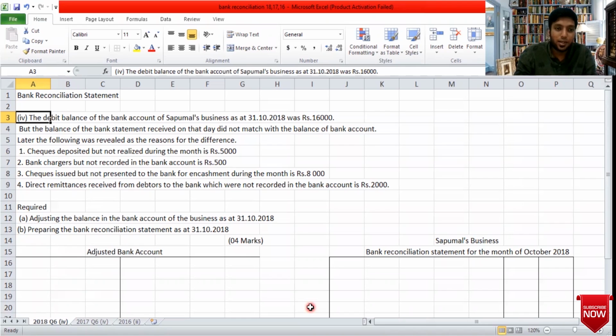Let's start today's bank reconciliation statement of Sapuma's business. Before we move on to the sum, again I want to remind you, you need to know the difference between an adjusted bank account and a bank reconciliation statement. A business will have a bank account, and the bank will be maintaining the business bank account details under a statement called the bank statement. When you compare your cash book balance with your bank statement, if your cash book balance is not there in the bank statement, those things we should record under the bank reconciliation statement.